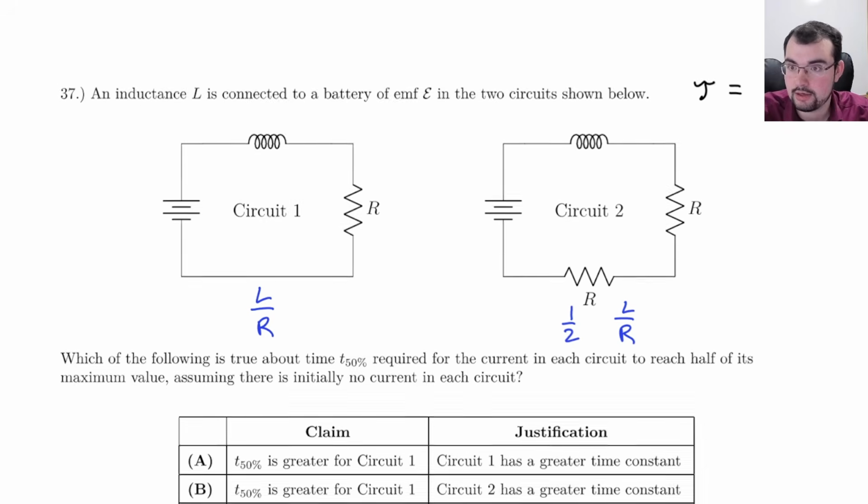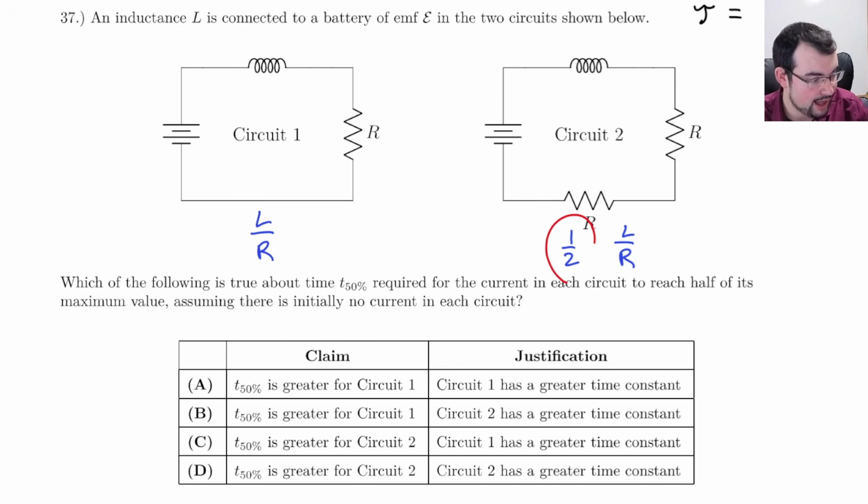So what takes longer? Well, this would be like a half second. This would be 1 second. So T 50% is greater for circuit 1 because it has a larger time constant. I imagine I called that one star. Yes, I did.